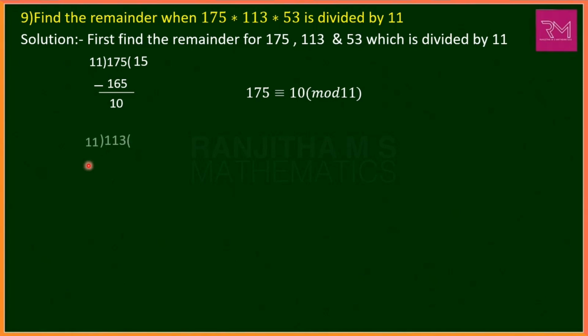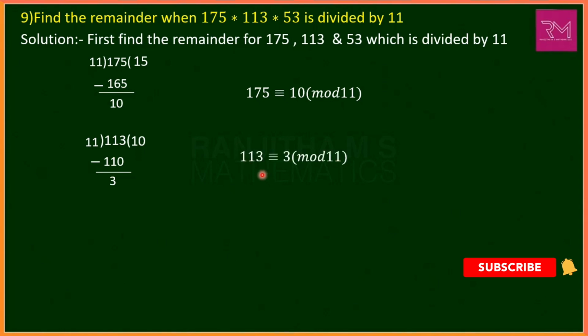In a similar way, we find the remainder when 113 is divided by 11. Here 11 into 10 is 110, which is nearly equal to 113. Next, we subtract 110 from 113 and get 3. So we get a remainder of 3. Therefore we can write in congruence form that 113 is congruent to 3 mod 11. In a similar way, we have to find the remainder for 53 when it is divided by 11. So we divide 53 by 11.